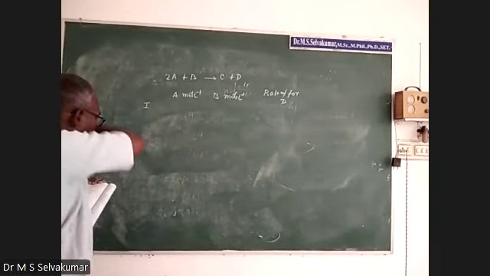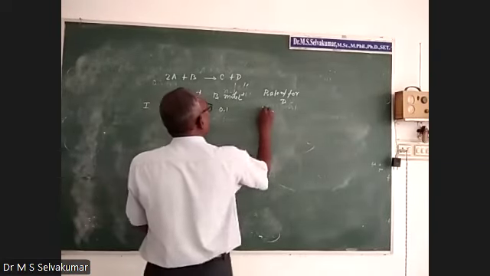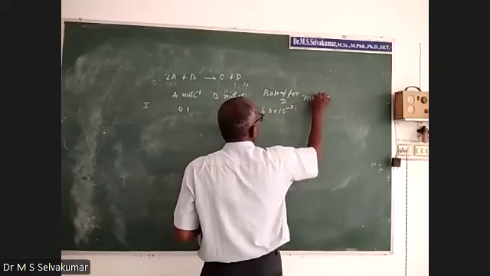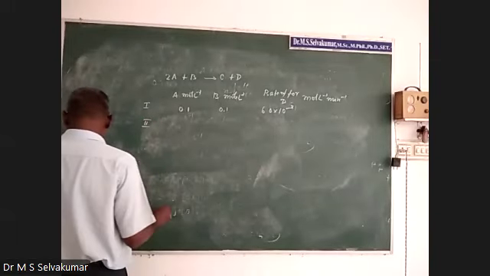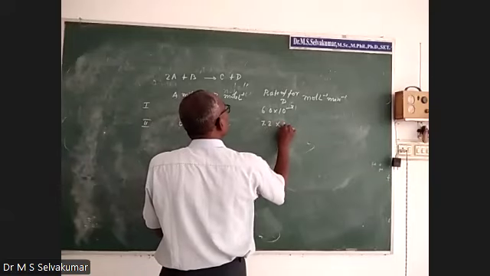Four cases are given. First, this is 0.1 mole per liter, and this is also 0.1 mole per liter. The rate of formation is 6.0 into 10 power minus 3 mole per liter per minute. And in the second case, 0.3 mole per liter of A is taken, 0.2 mole per liter of B is taken, and the rate of formation is 7.2 into 10 power minus 2 mole per liter per minute.